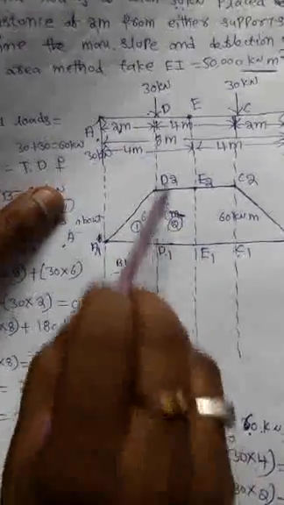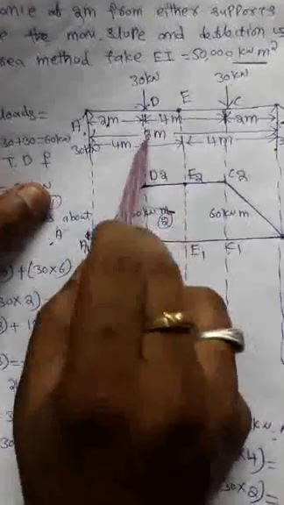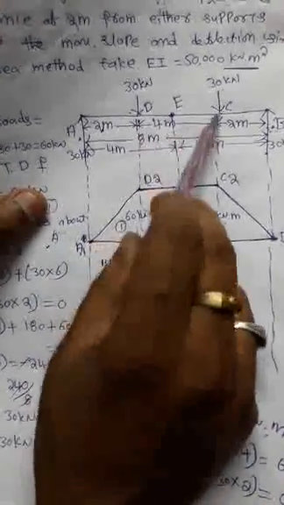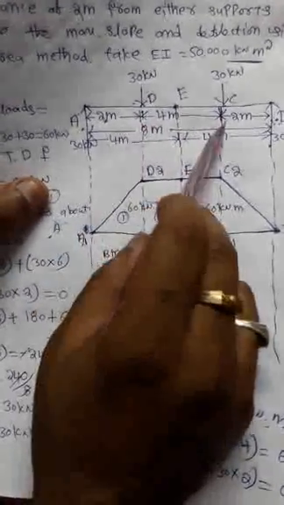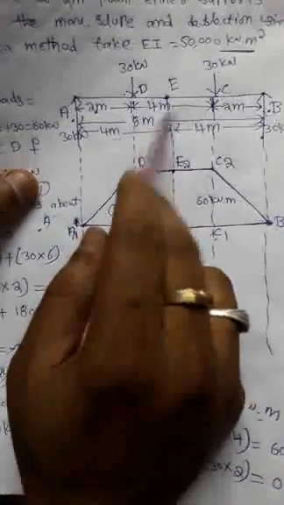Here the base is 2: the distance between D and E is 2 meters, between E and C is 2 meters, and between D and C is 4 meters. So these 4 meters are divided into two parts, 2 plus 2. So here is the area of the rectangle and the area of the triangle.